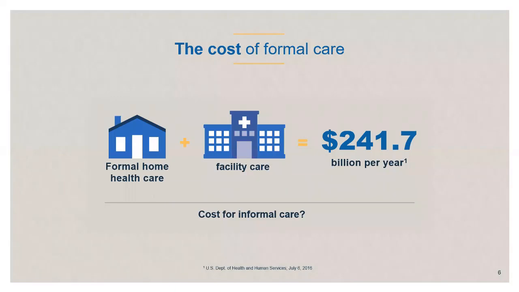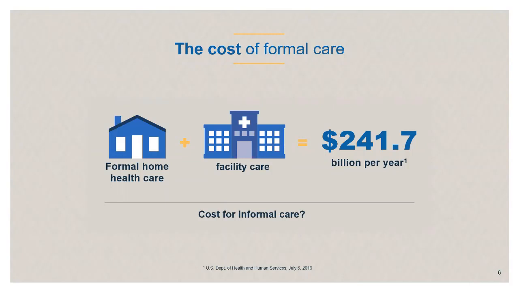When speaking about how people are cared for when they have long-term care needs, many associate this with formal care that people receive at home or in a facility by licensed caregivers. The cost of formal care is $241.7 billion per year. So what many people don't realize is that the need for informal health care is on the rise.